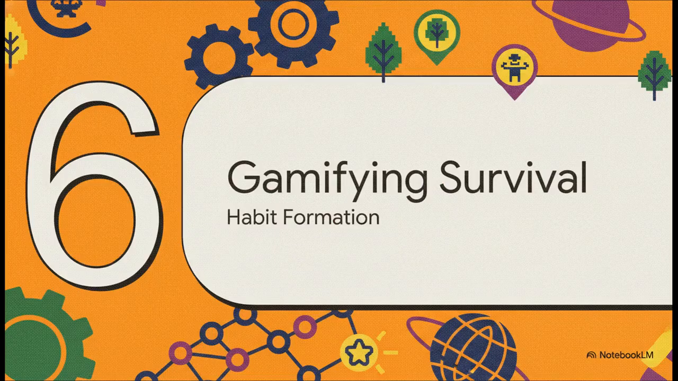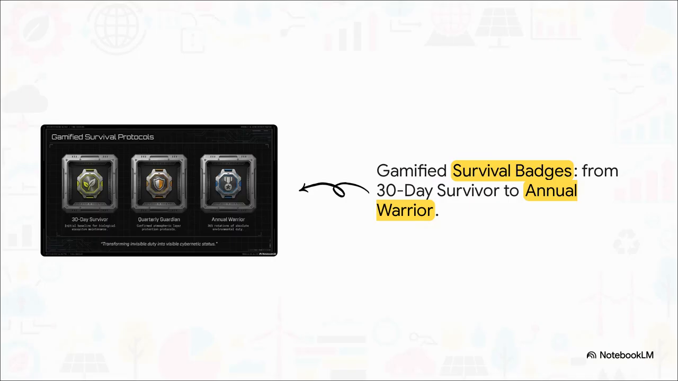Finally, Part 6, Gamifying Planetary Survival. To keep users consistently engaged in this survival protocol, the system uses a cybernetic reward engine. You can earn a 30-day survivor badge just for maintaining an initial baseline of ecosystem maintenance. Then, the quarterly guardian marks 3 full months of dedication. And the ultimate goal? The annual warrior badge, which requires 365 consecutive days of environmental tracking. It literally transforms these invisible, kind of thankless daily duties into highly visible cybernetic status symbols.